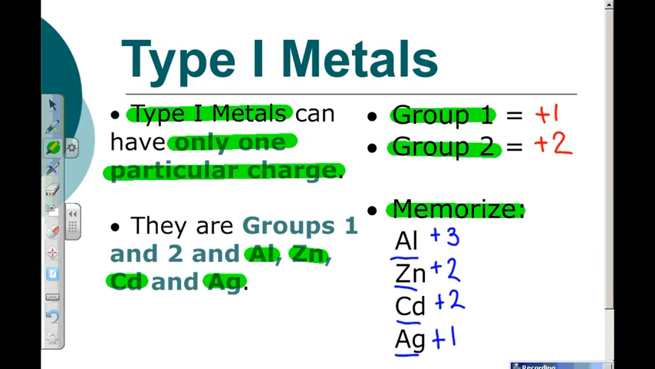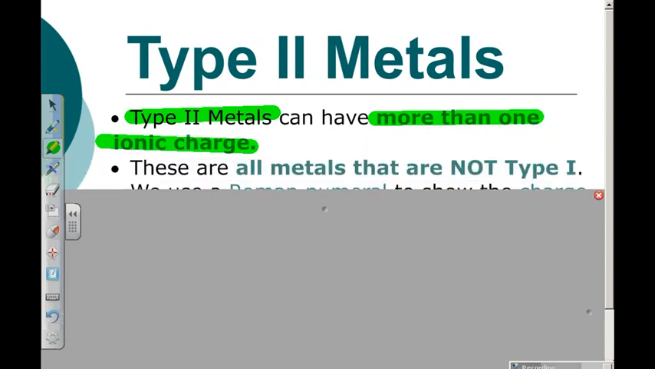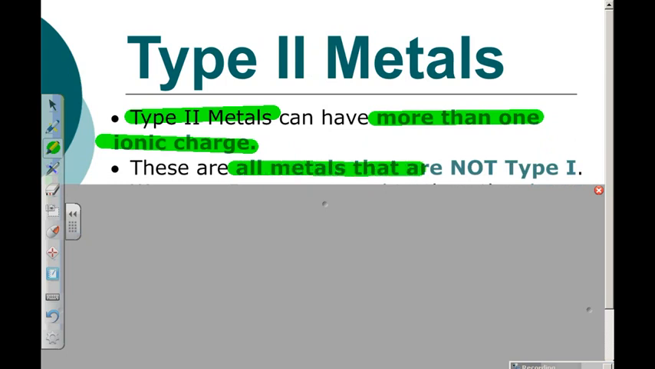So type 1 metals are easy because they always have one set charge. They can never be anything else. Type 2 metals, on the other hand, are a little bit more complicated. These metals are actually able to have a variety of charges. They can have more than one ionic charge, which means that they're a little bit more complicated to deal with because we don't necessarily know what charge they will have. In terms of which metals those are, well, they're all the metals that are not type 1. So everybody but group 1, group 2, and the 4 special ones: aluminum, zinc, cadmium, and silver.